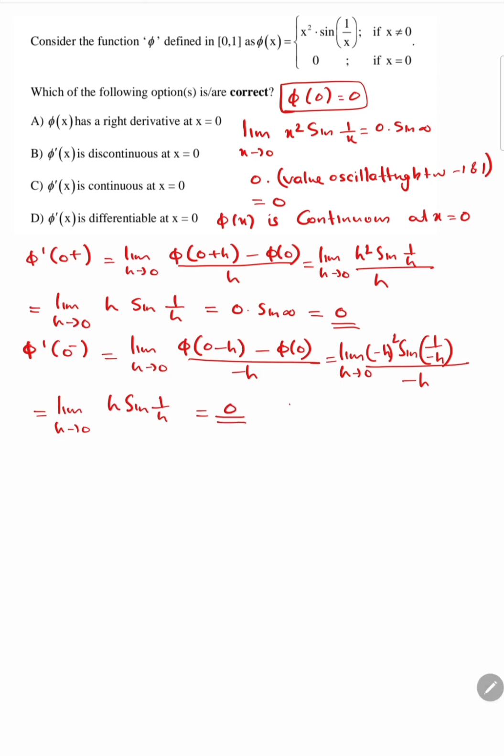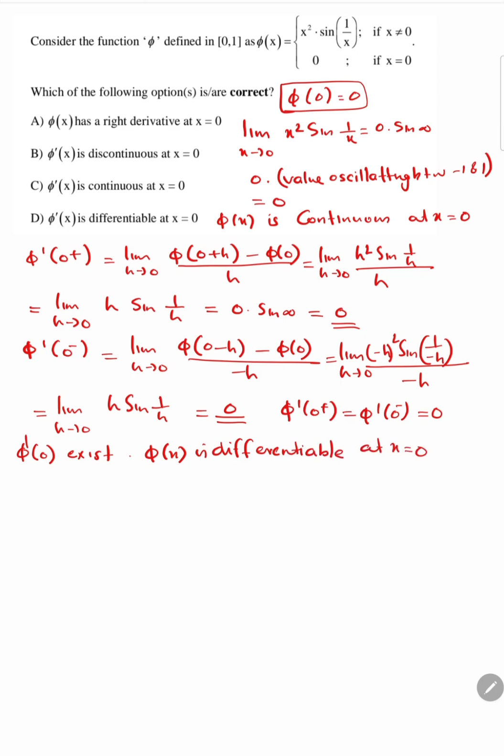So what we got, RHD at 0 is equal to LHD at 0, which is equal to 0. So what you can say is phi dash 0 exists. That means the function phi of x is differentiable at x equal to 0. So far, which option is correct? Option A is correct. Now they are asking about phi dash x.